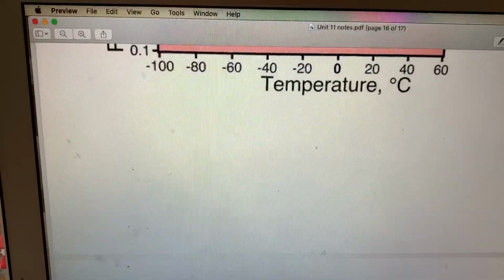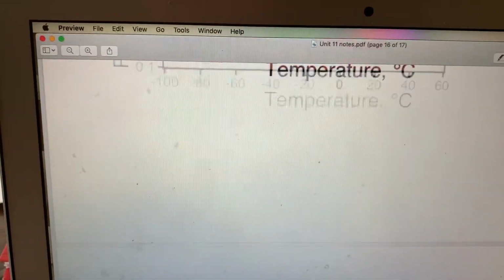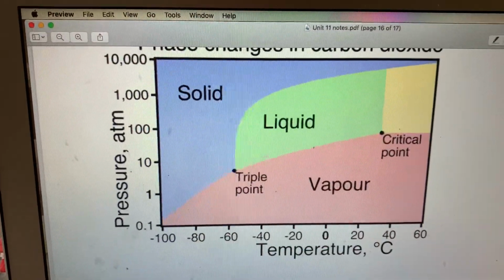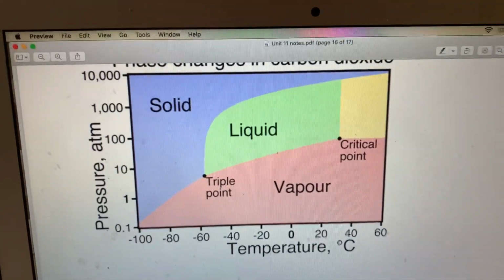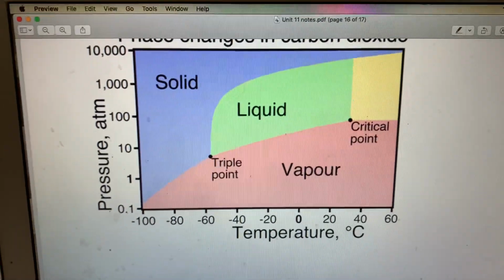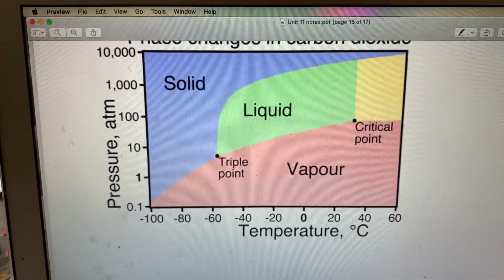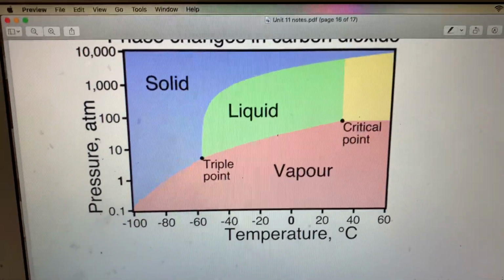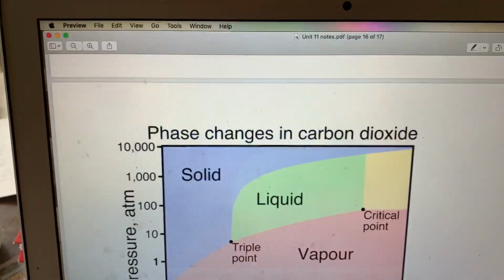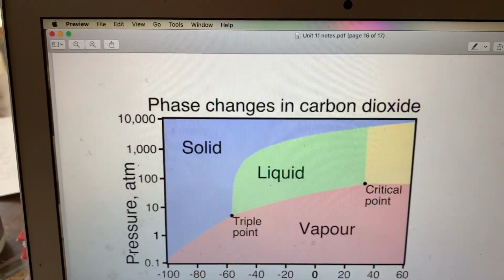All right, guys, that's the end of your notes. At this point, what you should be doing is working on the practice sheet for your phase diagrams. The answer keys are there for both the phase diagram practice sheet and the vapor pressure one.